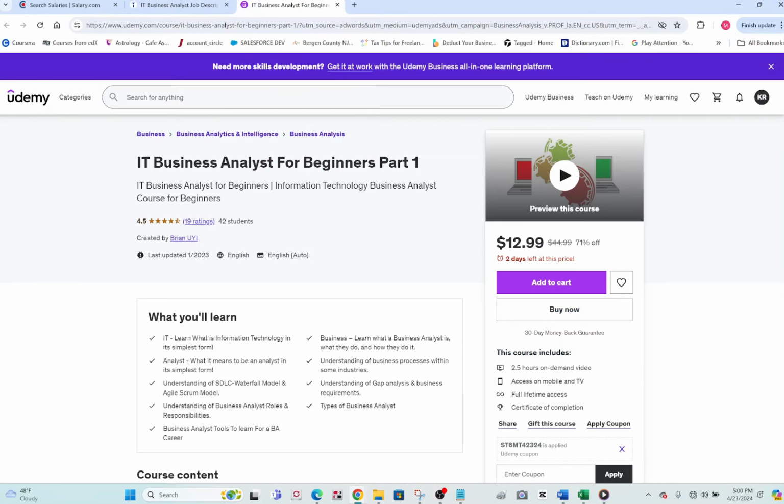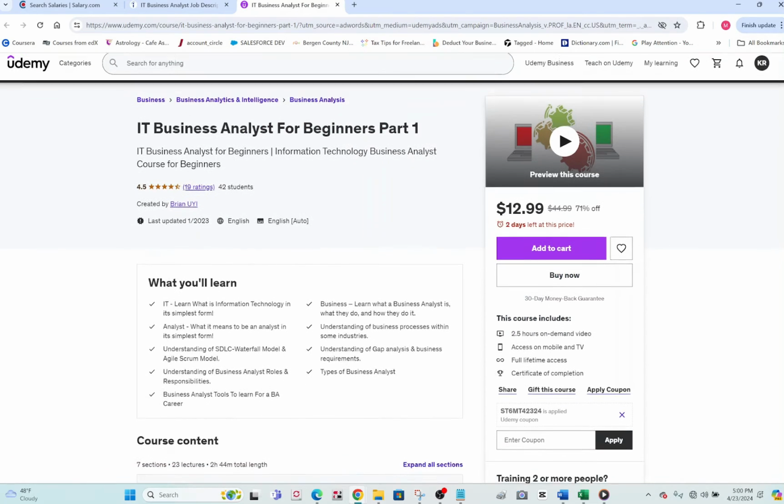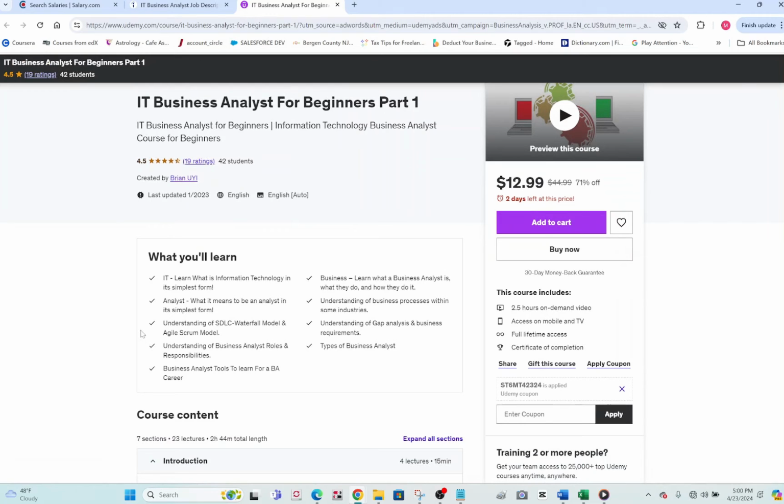So let's see what they're saying over here for the class. IT business analyst for beginners, $13. Let's see what it means to be an analyst in a simple way of understanding. Okay. I had mentioned this to you: waterfall and agile, roles and responsibilities, tools to learn for a BA career. You just need Microsoft Office and probably Visio because you're going to definitely draw some flows. Learn what a business analyst is, what they do and how they do it, understanding of business processes within some industries. Yeah, that's true.